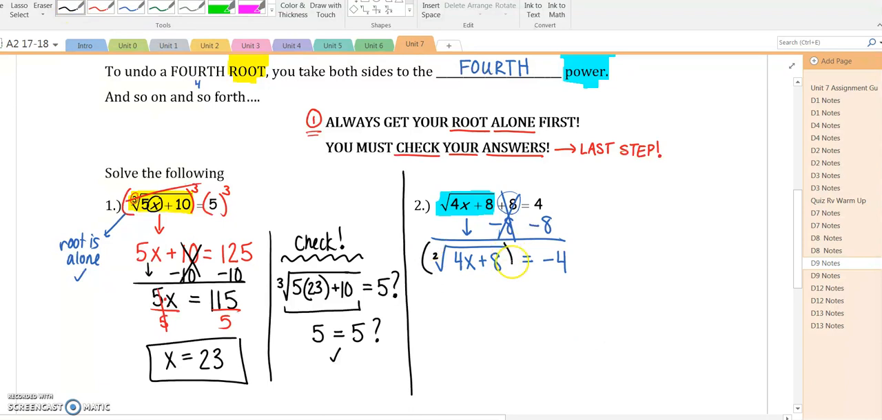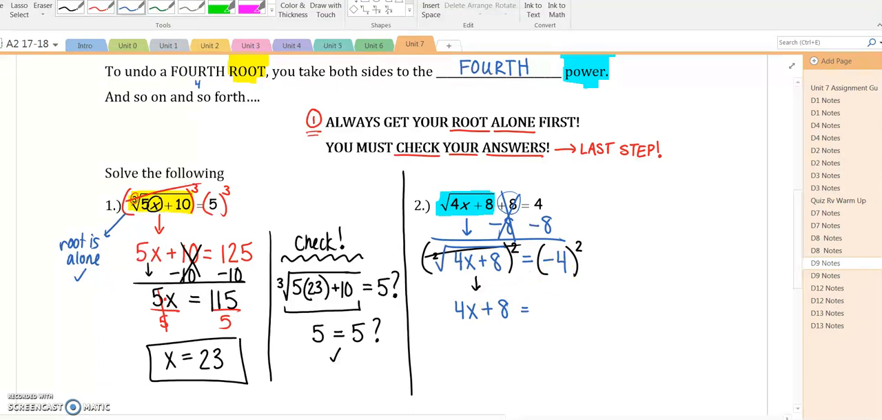So to get rid of this, I'm going to raise both sides to the second power. Use those parentheses, because if you don't, then when you type it into your calculator, it might give you a different answer. Okay, so remember, the exponent and the root, they cancel out. So I'm just left with 4x plus 8.